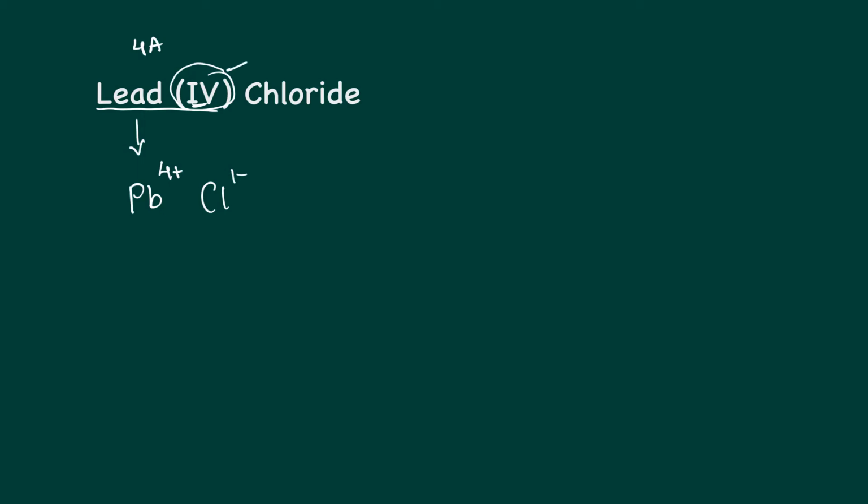Please remember this, very, very important. This Roman numeral is always a positive number. It's always a positive number. Why is it always a positive number? Because this Roman numeral belongs to the metal, and metals are always positive. So that 4, or whatever that Roman numeral you see, will never be a negative number.